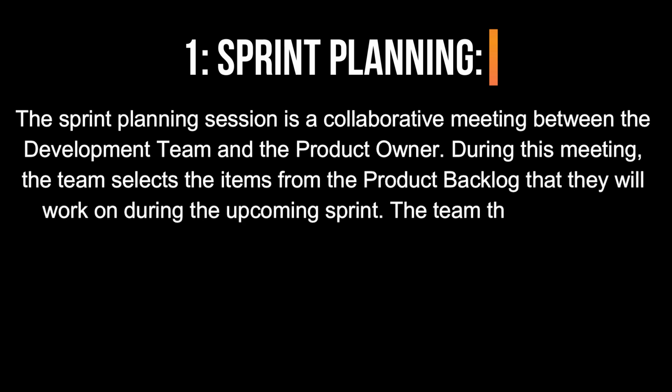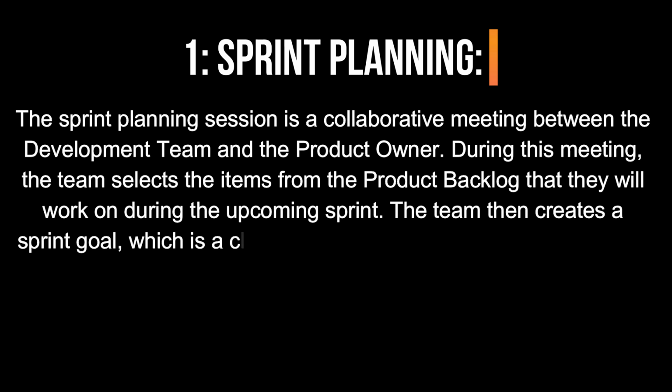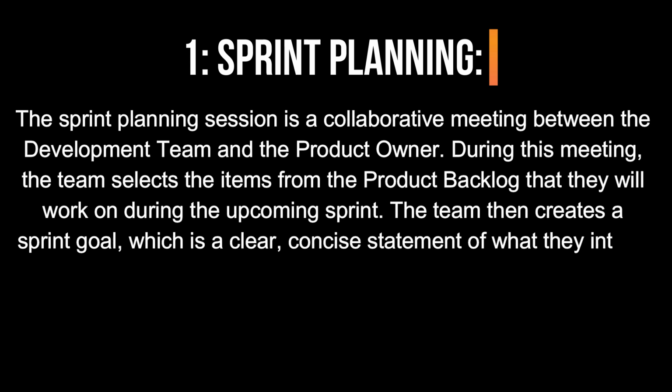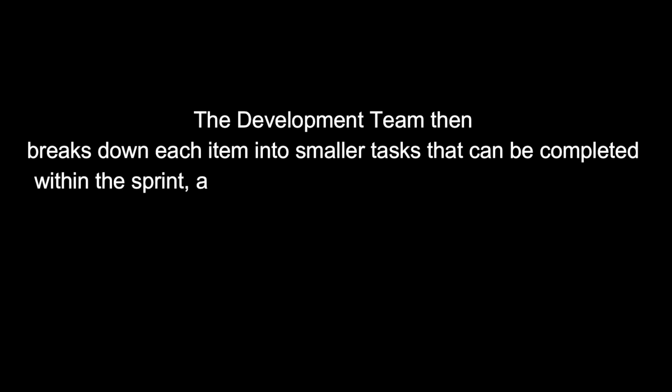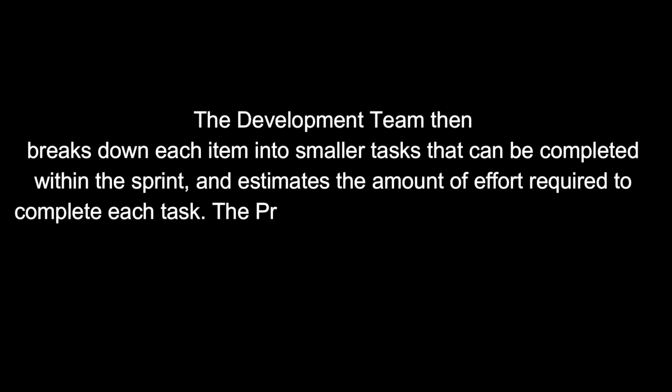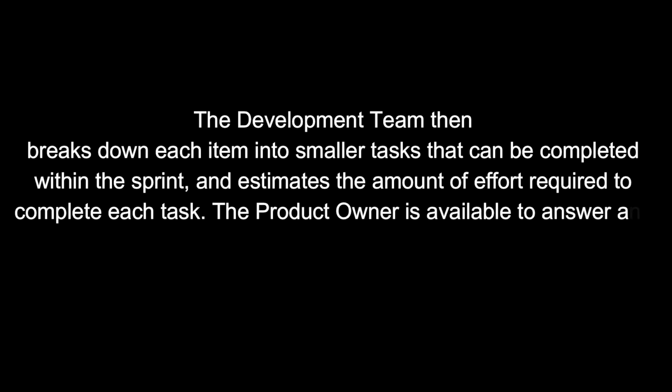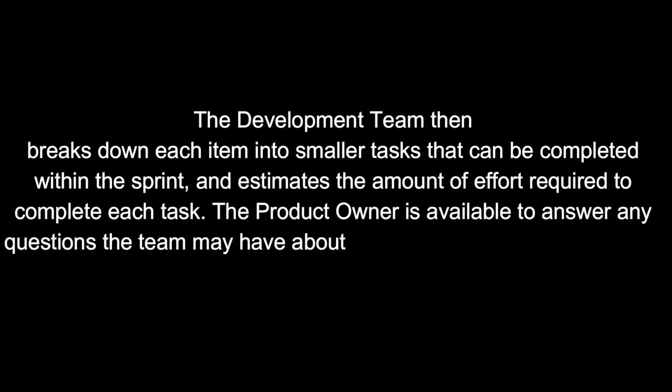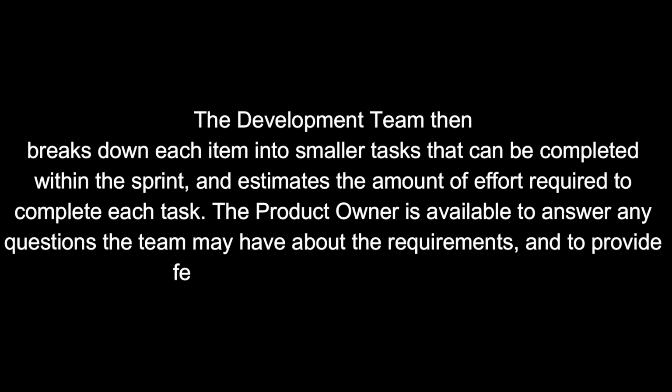sprint. The team then creates a sprint goal, which is a clear, concise statement of what they intend to accomplish during the sprint. The development team then breaks down each item into smaller tasks that can be completed within the sprint and estimates the amount of effort required to complete each task. The product owner is available to answer any questions the team may have about the requirements and to provide feedback on the team's estimates. 2.